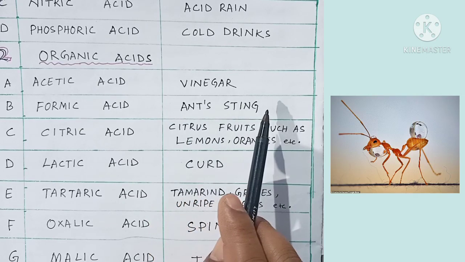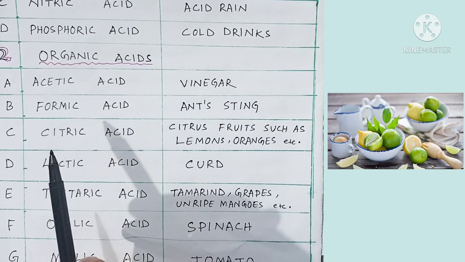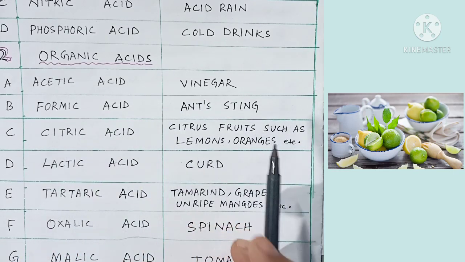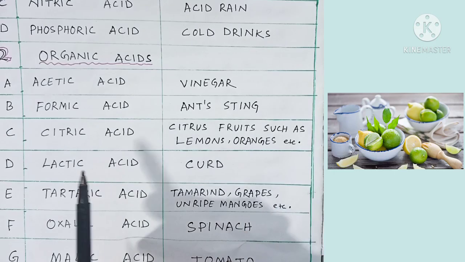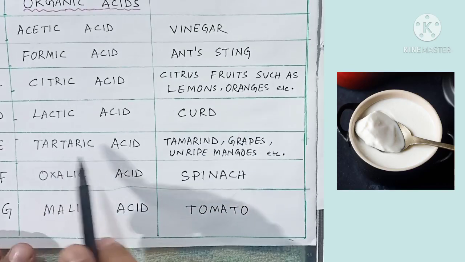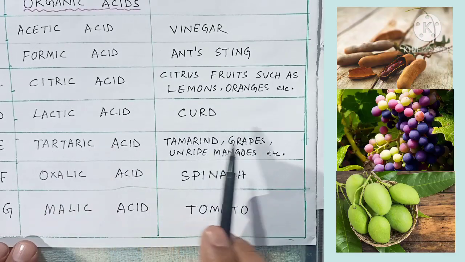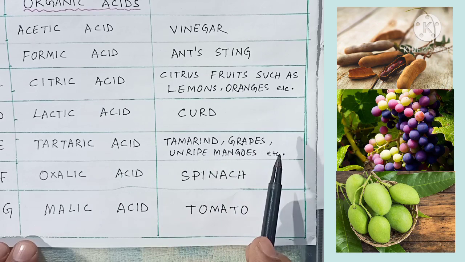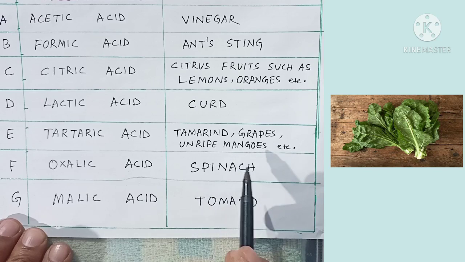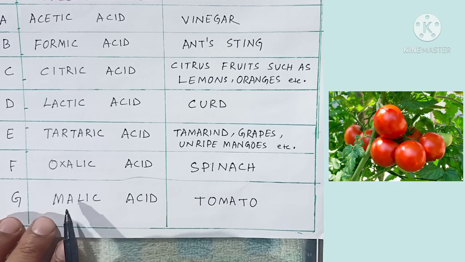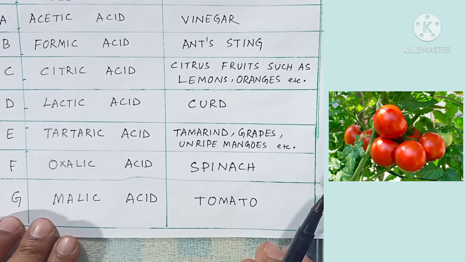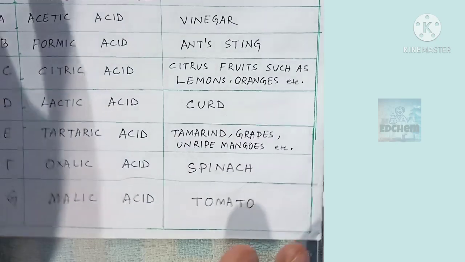in ants' sting, citric acid in citrus fruits such as lemons, oranges, etc., lactic acid in curd, tartaric acid in tamarind, grapes, unripe mangoes, etc., oxalic acid in spinach, and malic acid found in tomato. So here is the list of some common acids.